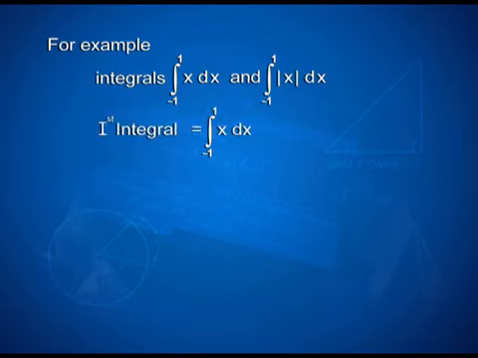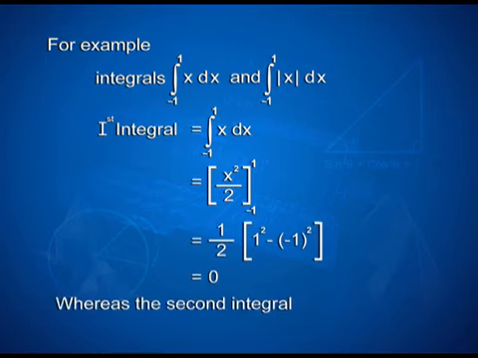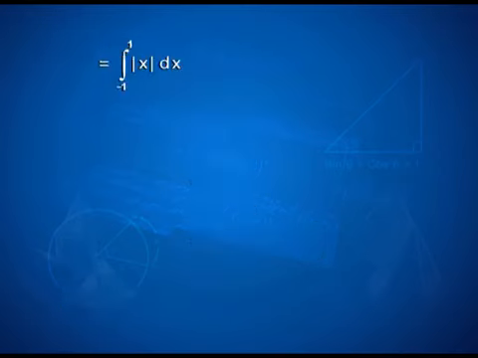In the first integral, we have integral from minus 1 to 1 of x dx, that is equal to x square upon 2 with limits minus 1 and 1. On applying limits, we have half of 1 square minus of minus 1 square, that is equal to 0, whereas the second integral is equal to integral from minus 1 to 1 of modulus x dx, that is equal to integral minus 1 to 0 of minus x dx plus integral 0 to 1 of x dx.